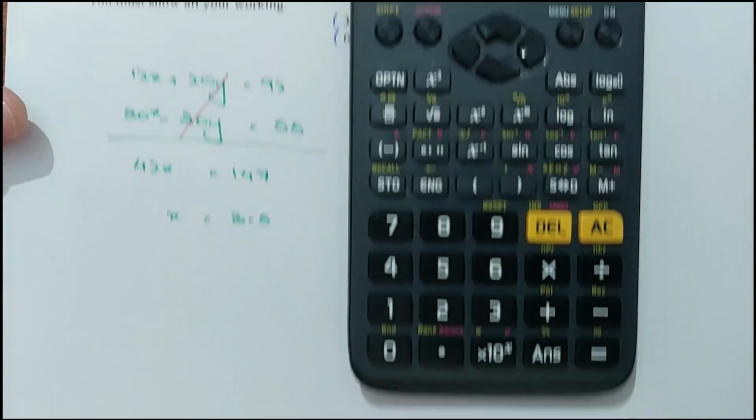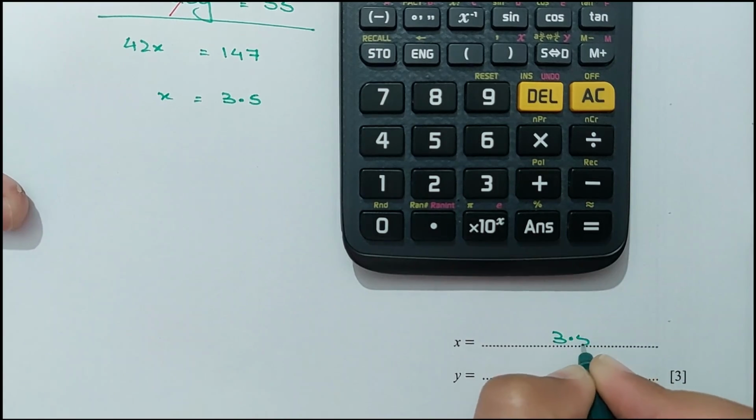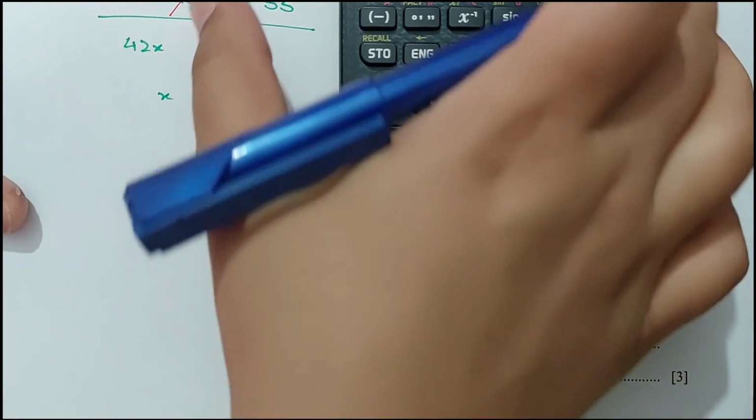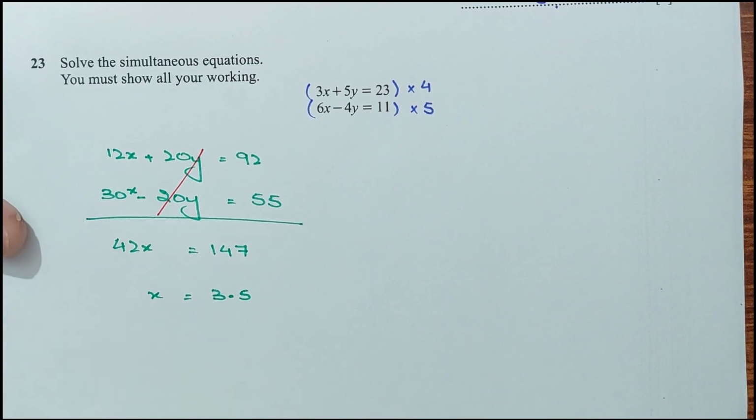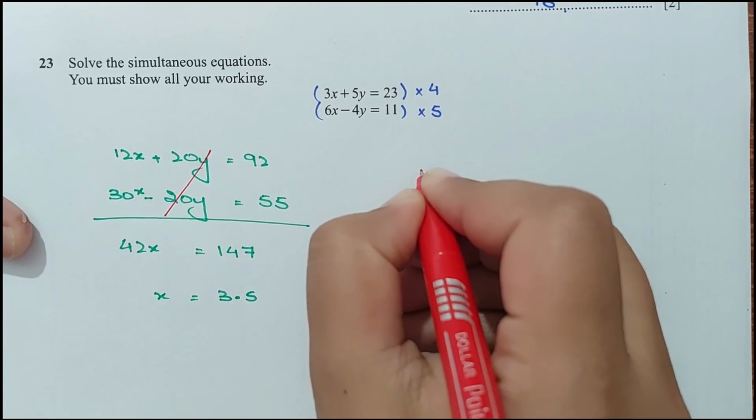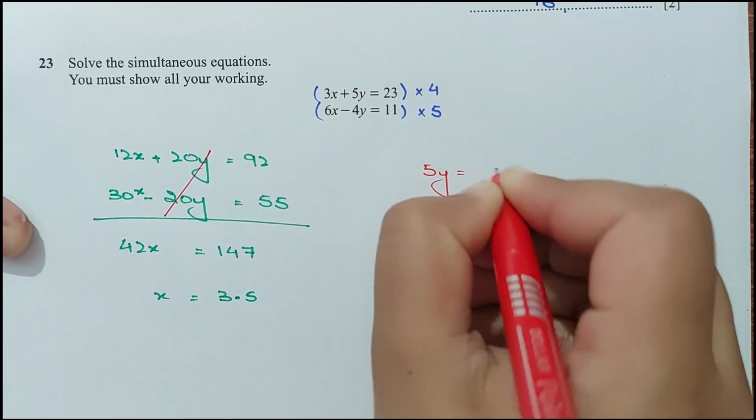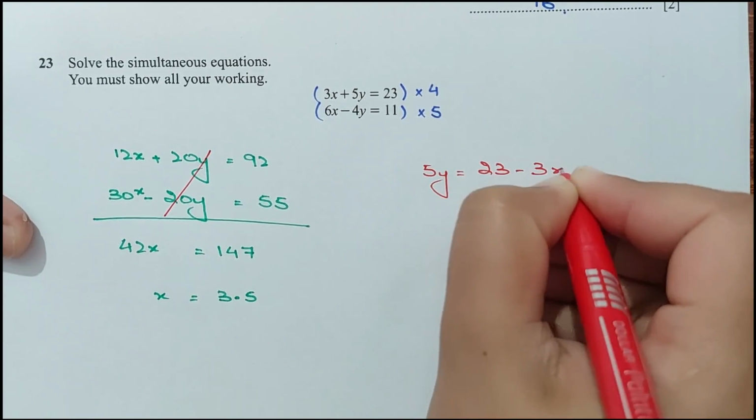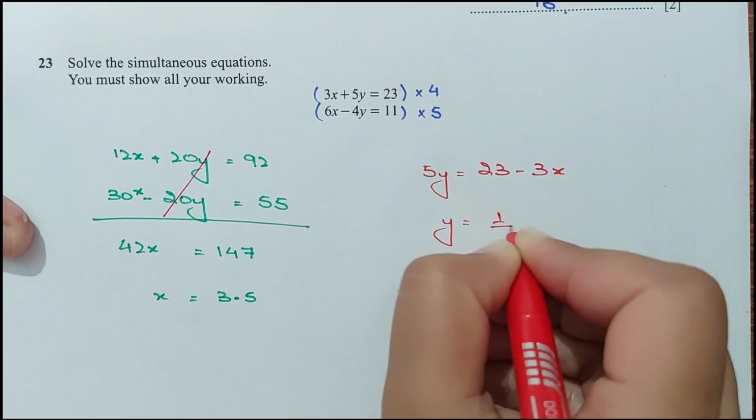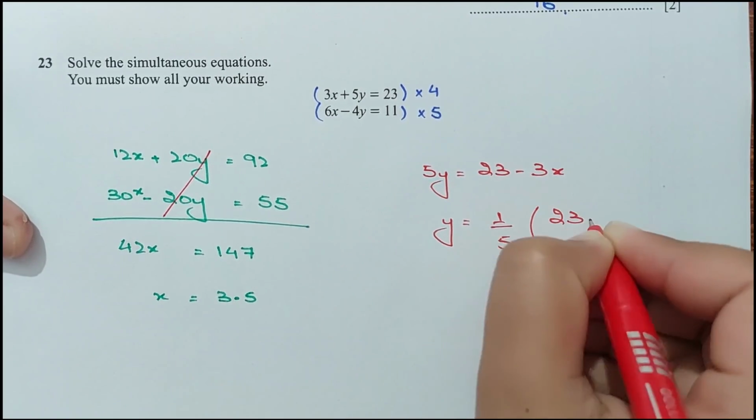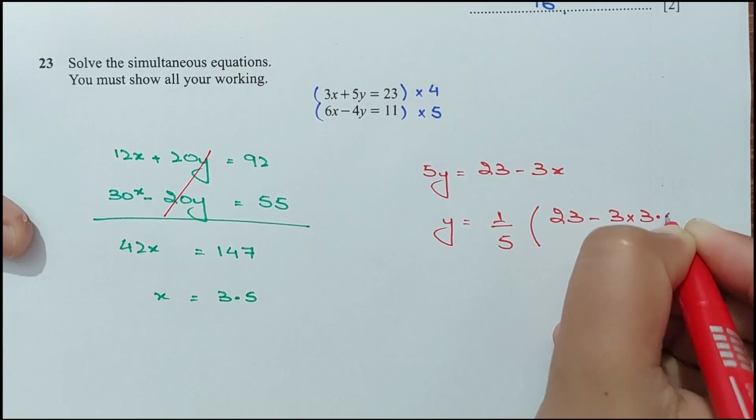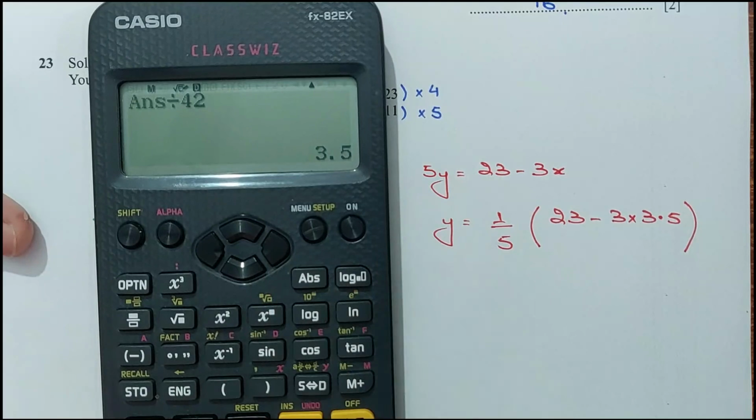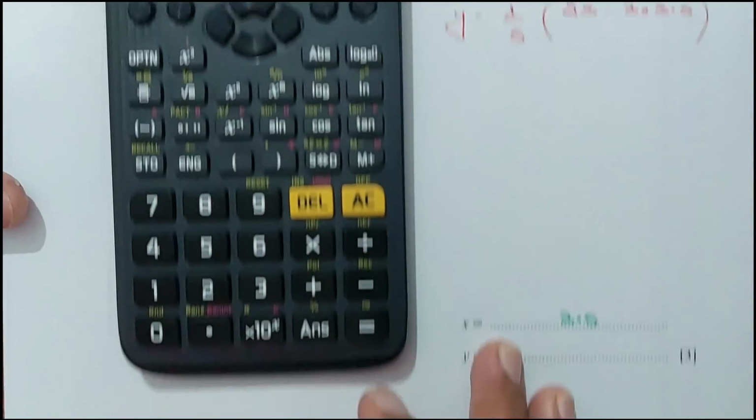We got the value of x. This is 3.5. Let me substitute the x into the first or second equation to get the y. Okay, so plug it into the first or second. So let me say 5y equals 23 minus 3x. So y equals 1 over 5 times 23 minus 3 into 3.5. We will get y, right? So negative 3 times 3.5 and adding 23 divided by 5. This is 2.5, the y value.